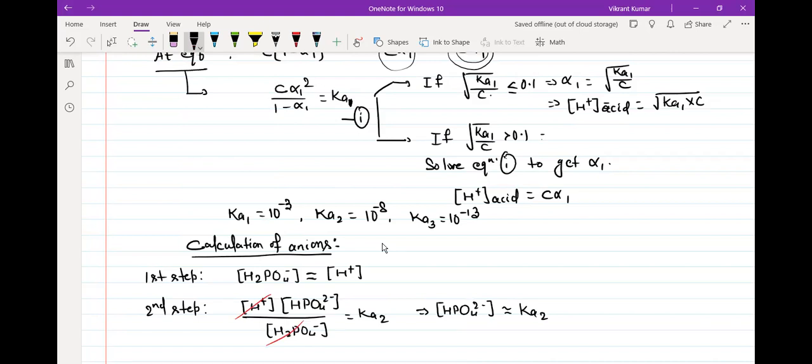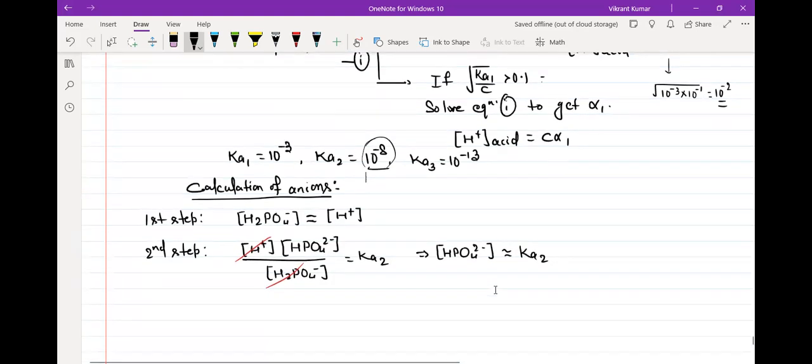And now see the number. K2 is in the range of 10 raised to minus 8. Even if I give you a 0.1 M aqueous solution of H3PO4, see how much H plus will come from this calculation: it will be 10 raised to minus 3 into 10 raised to minus 1. So that will be 10 raised to minus 2, and here it is coming 10 raised to minus 8. Definitely we can ignore the H plus coming from this step. So that's another part. Now the third step, in a similar manner, yeah Harsh?